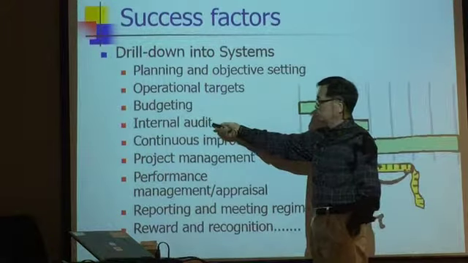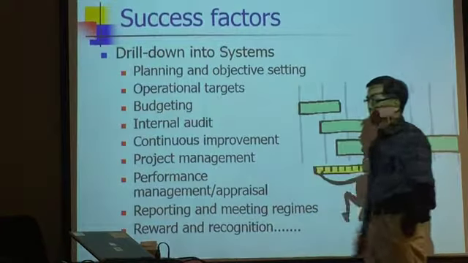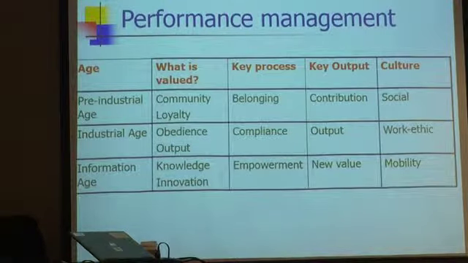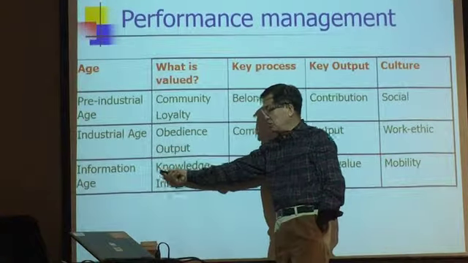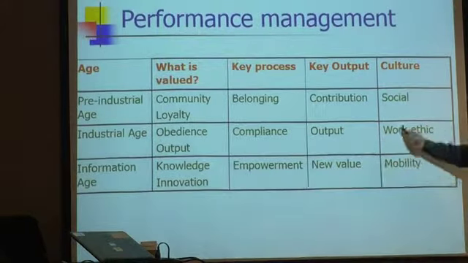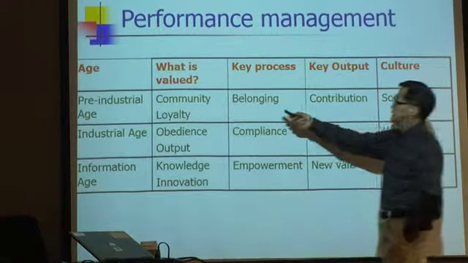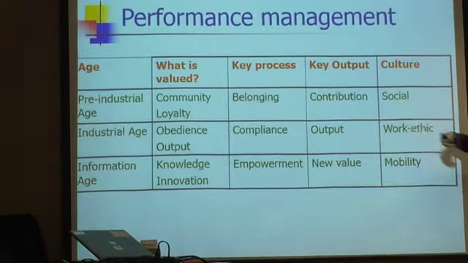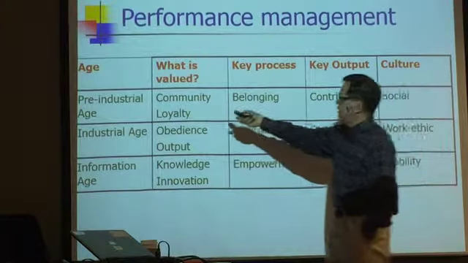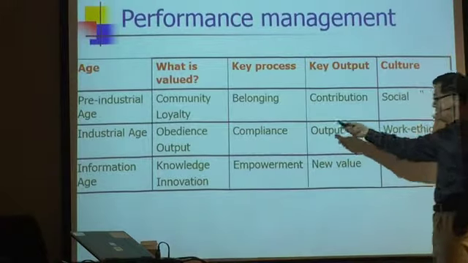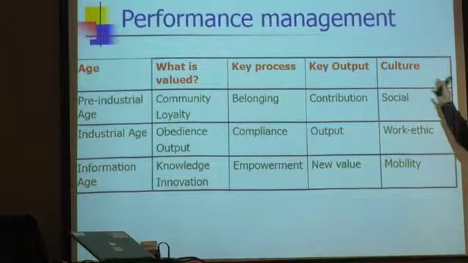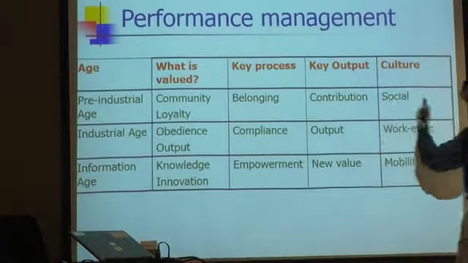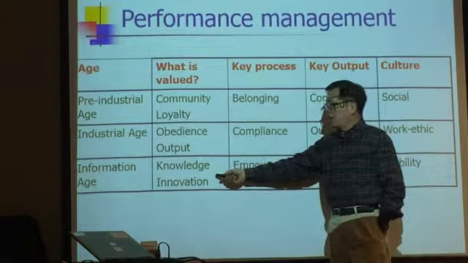All the data now is available, internal data. As long as it's not proprietary, they will share this information. Now we are in the information superhighway, the information age: knowledge, innovation, empowerment, new value, and mobility. It used to be compliance, the good old days, community loyalty, belonging, and social contribution, which categorize the pre-industrial ages. Obedience and output, compliance, work ethic, working hard in the company. That's not enough. You have to digest the information superhighway, all the information available on the web, and you have to innovate in your knowledge management.